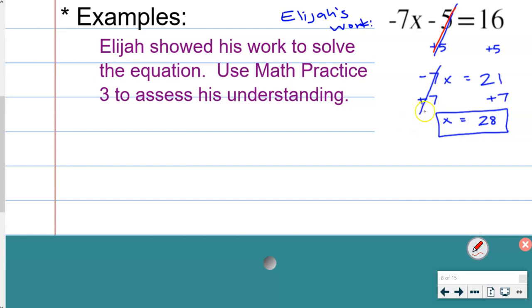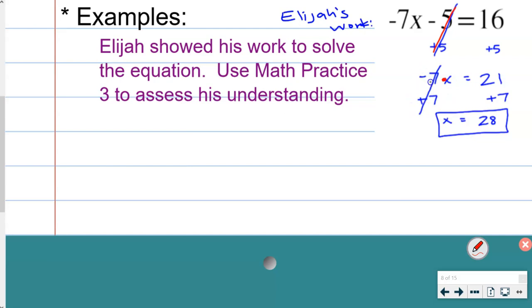Again, if you didn't pay attention in the spring, this is where you're going to be weak. Eyes on the screen. What's happening to x? It's being multiplied by a -7. How do you undo multiplication? With division. Did he undo in the correct way?